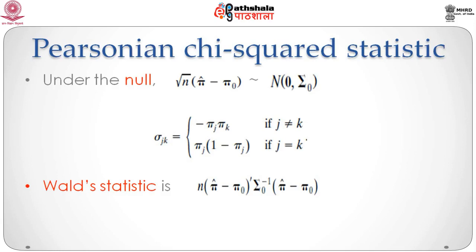Note that by virtue of properties of the maximum likelihood estimators, root n (pi hat minus pi naught) follows normal(0, sigma naught), where sigma naught is a matrix with element sigma jk equal to minus pi j pi k if j is not equal to k, and pi j into (1 minus pi j) if j is equal to k. This follows from the multivariate version of the properties of the maximum likelihood estimator. The Wald statistic, that is a multivariate version, is then given by the quadratic form n into (pi hat minus pi naught) prime sigma naught inverse (pi hat minus pi naught). And I leave it to you as an exercise to show that this form of the statistic is indeed another way of representing Pearsonian's chi-squared statistic.